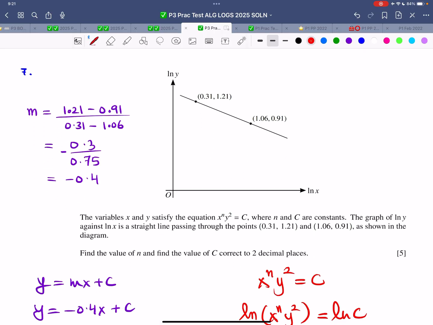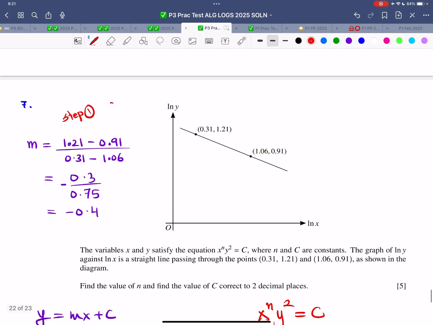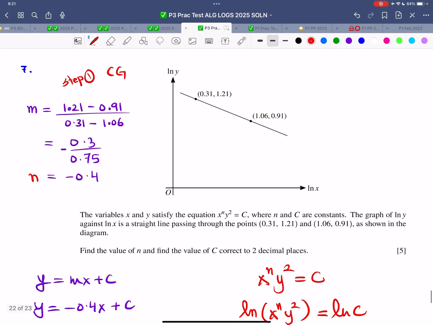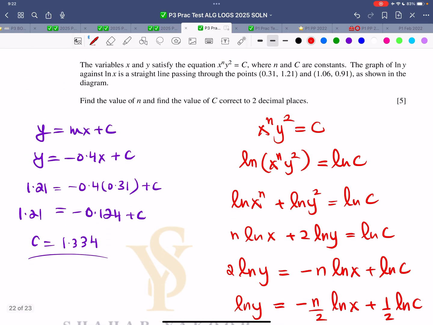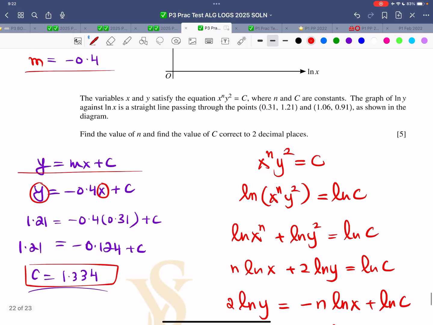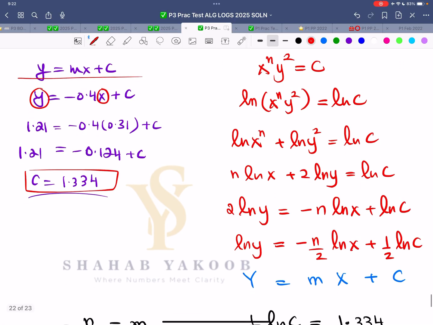So now this is step number 1. Let me write over here. This is step number 1, that is find the gradient. This is all about coordinate geometry. Find the gradient. That is negative 0.4, which makes sense. y equals mx plus c. Plug in x and y, anyone would do, and c comes out to be 1.334. So work in 3 decimal places at least. So step 1 is done and dusted.